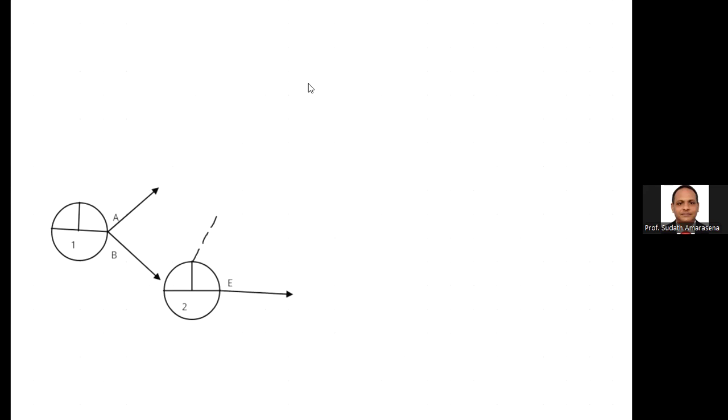Last time also we had the same type of example. Then we can say the dummy activity. Now we need to complete A and B both. Just change the direction to start activity C and D both.